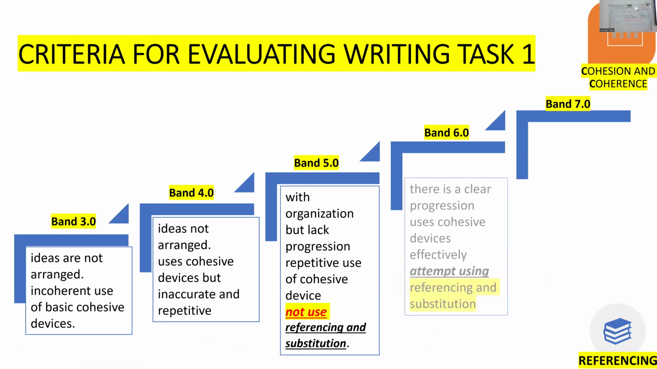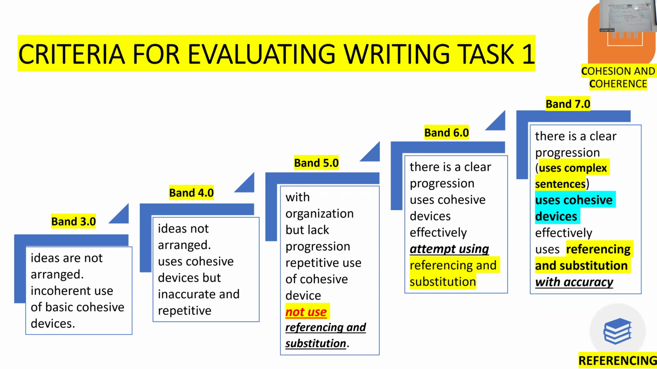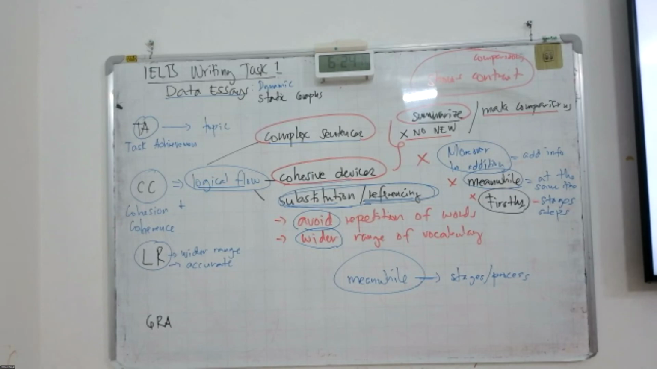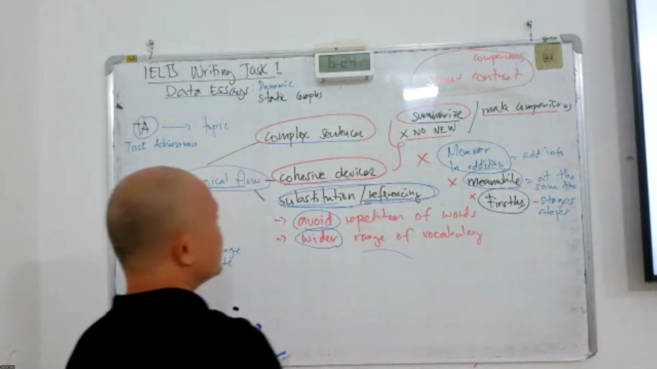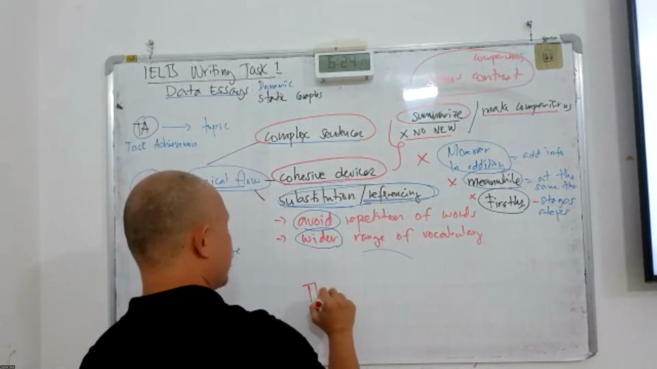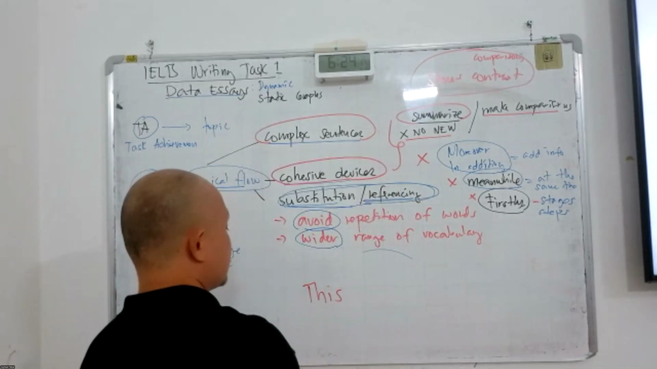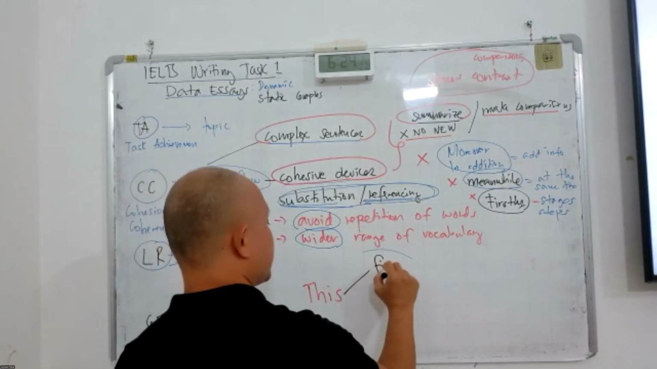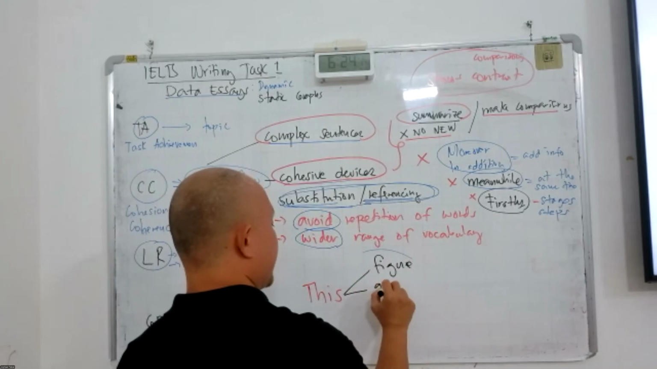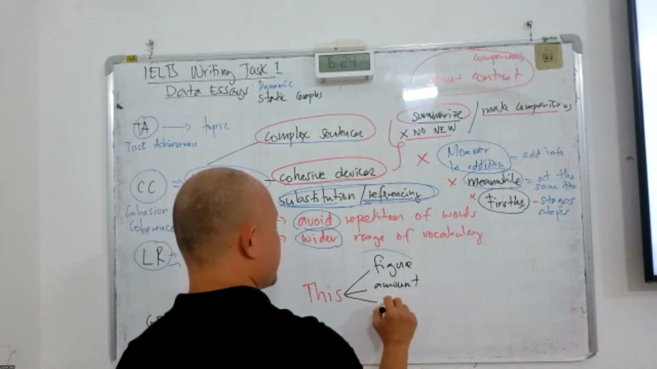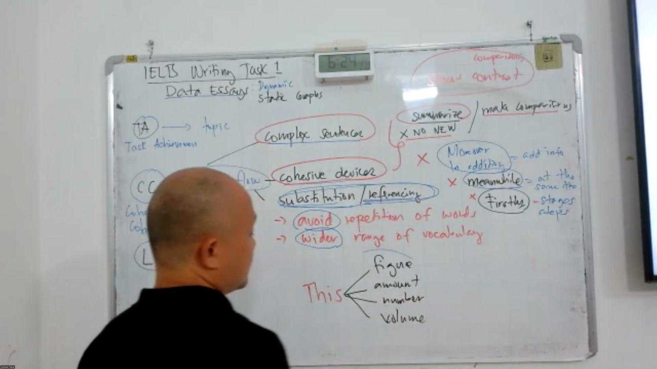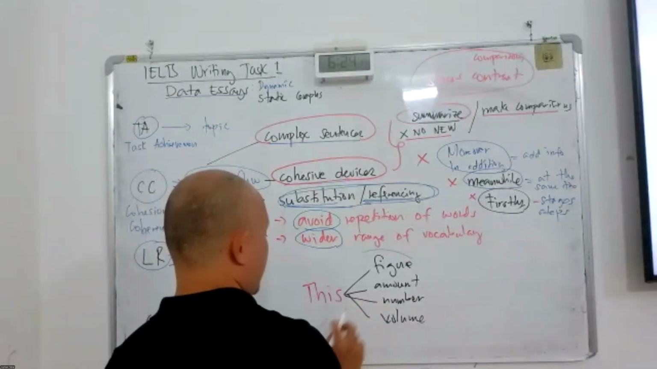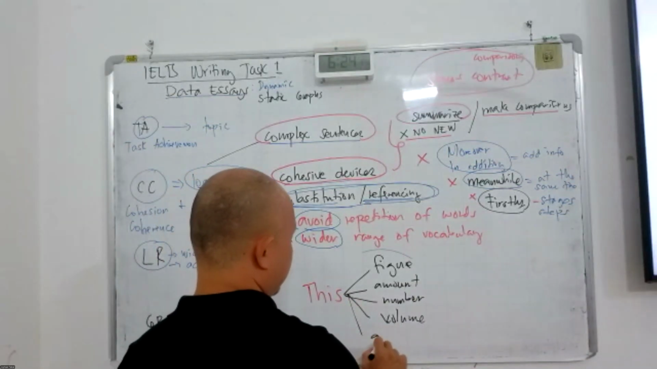Okay, so for referencing, there are only 3 key points. The first one is the use of the pronoun this. So we can say, for example, this figure, this amount, this number, this volume, or this quantity, for example.